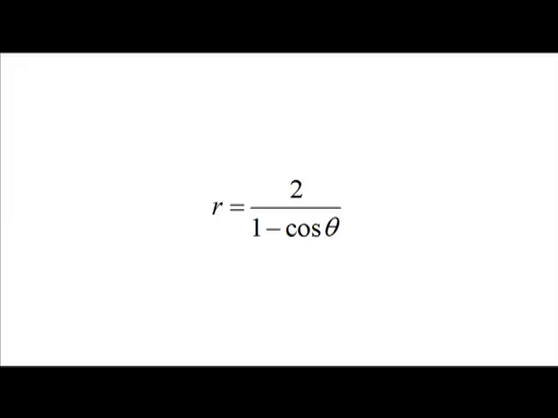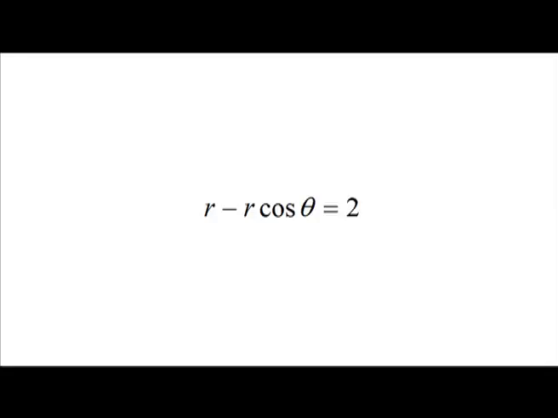As another example, by changing to Cartesian coordinates, we are going to show that r = 2/(1 − cos θ) is a parabola. The given polar equation can be represented as r − r cos θ = 2. Since x = r cos θ, we obtain r − x = 2. That is, r = x + 2.